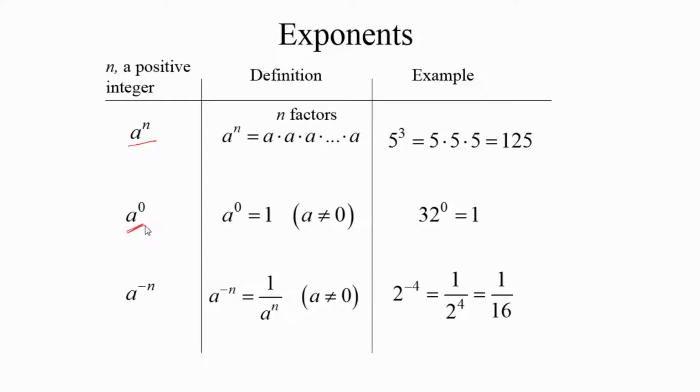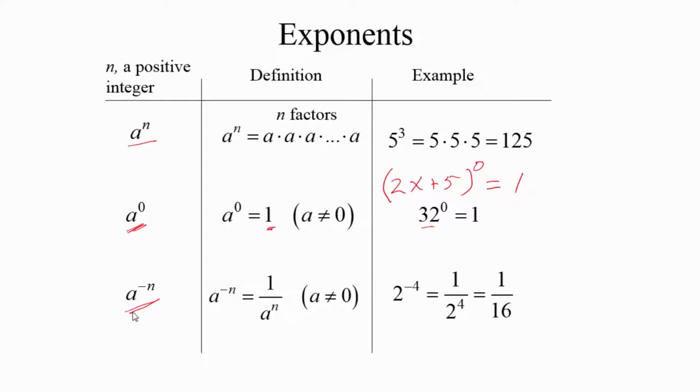Very important to remember, a to the 0 power, or for that matter anything to the 0 power, is equal to 1. So it can be, for example, 32 to the 0 power, that is equal to 1, or it can be 2x plus 5, the whole thing to the 0 power, that is also equal to 1. So anything to the 0 power is equal to 1. Need to remember that.